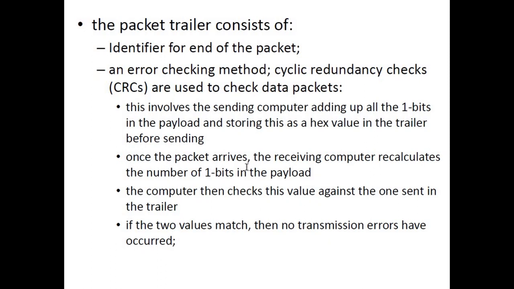When the packet arrives at its destination, the receiver recalculates this process. The receiver adds all the ones together in the payload and then converts the answer to hexadecimal, and then the receiver compares this value with the one that is there in the actual packet trailer, and if the two values are the same, then that means no transmission error has occurred.